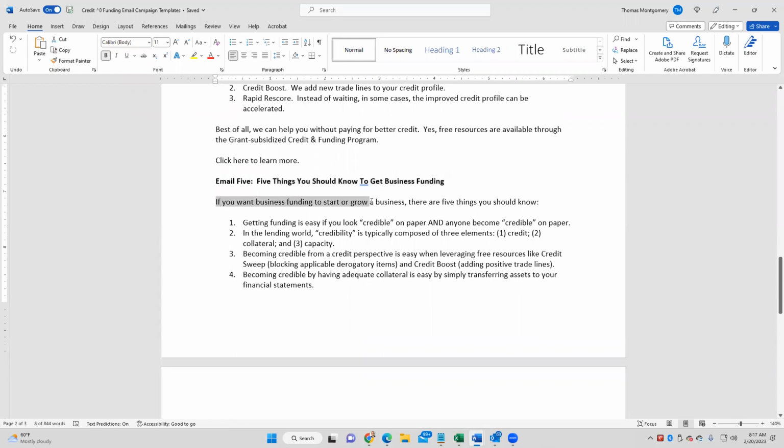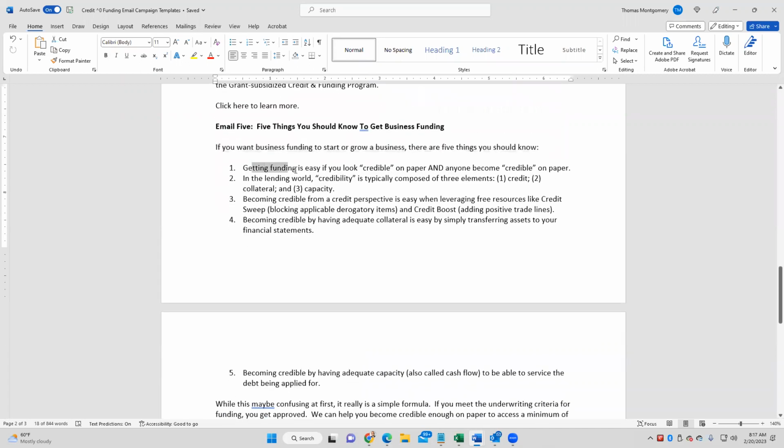If you want business funding to start or grow a business, there are 5 things you should know. First, getting funding is easy if you look credible on paper, and anyone can become credible on paper. So we're kind of doing myth busting, aren't we? Because there's a lot of people that think it's impossible or nearly impossible to get funding. They don't realize what the problem is. The problem is often they don't look credible enough on paper, and that it's certainly possible to help anyone become credible on paper. That's why we're able to make this promise.